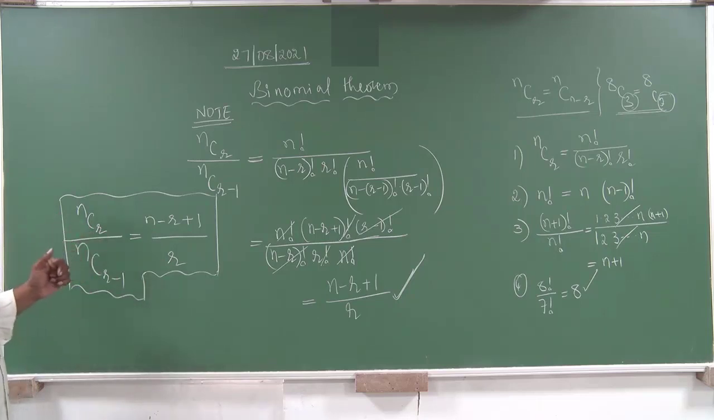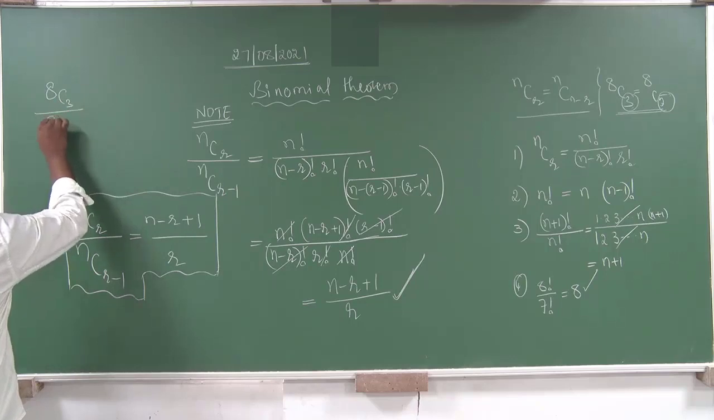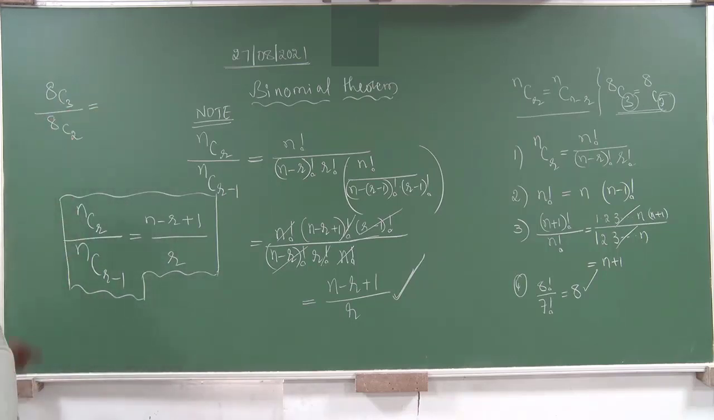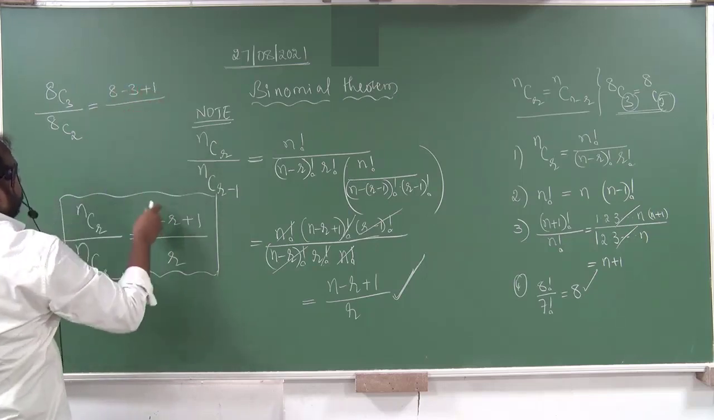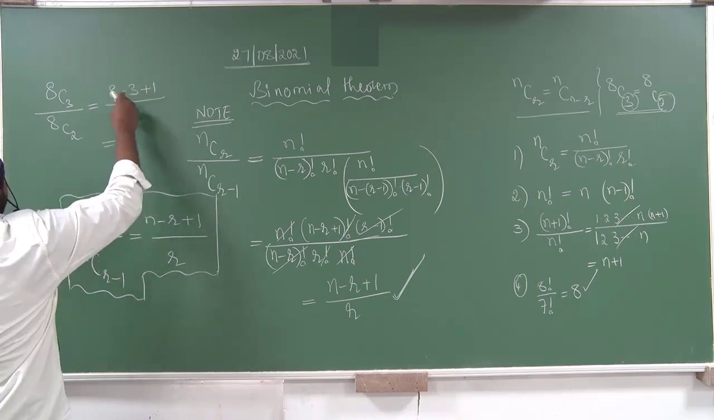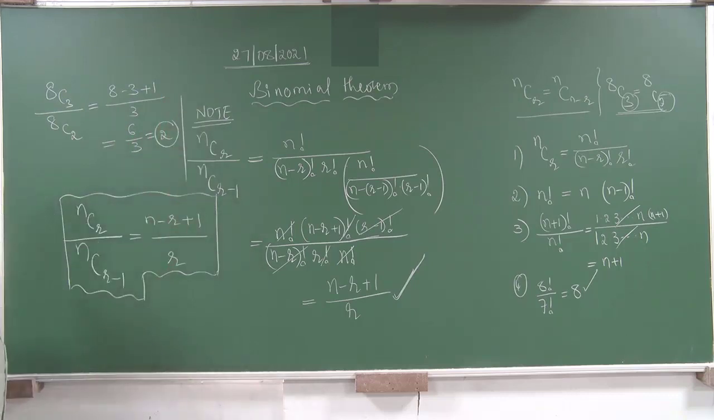Now, basing on this, I will give one example. 8C3 by 8C2. If they give like this, nCr by nCr minus 1, then instead of n, 8 is there, and instead of r, 3 is there. Then what will this value be? (8 minus 3 plus 1) by 3. Then what you will get: here it is 8 plus 1, 9. 9 minus 3, 6, by 3, which is equal to 2 is the value.